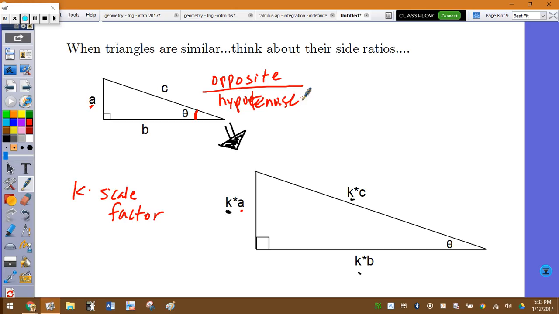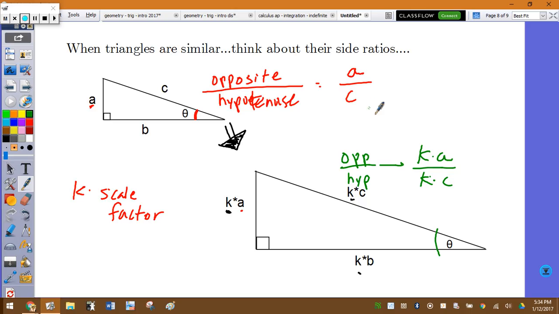Hypotenuse. So opposite again is relative, and I'm talking about theta, so opposite from theta is the side called a, and the hypotenuse is called c. So in this triangle, this particular ratio is measured as a over c. Okay? Well, this is a bigger triangle, so maybe things will change. Let's find out. From this reference point, what is the side across from me? So once again, still opposite over hypotenuse. Opposite is now called ka, or k times a, and hypotenuse is now called k times c.